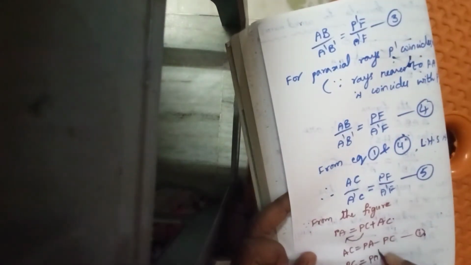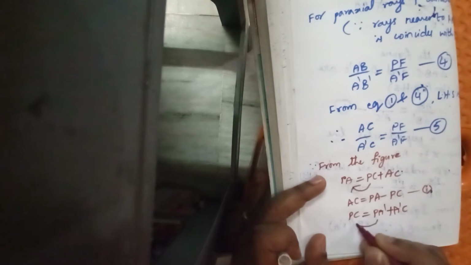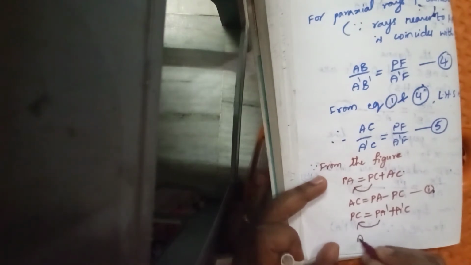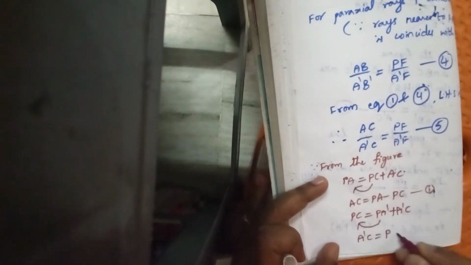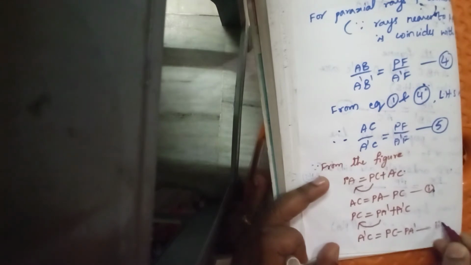Next, PC is equals to PA dash plus A dash C. PC is equals to PA dash plus A dash C. So from this also we can transpose PA dash to LHS side. So A dash C is equals to PC minus PA dash. So this is equation number 2.